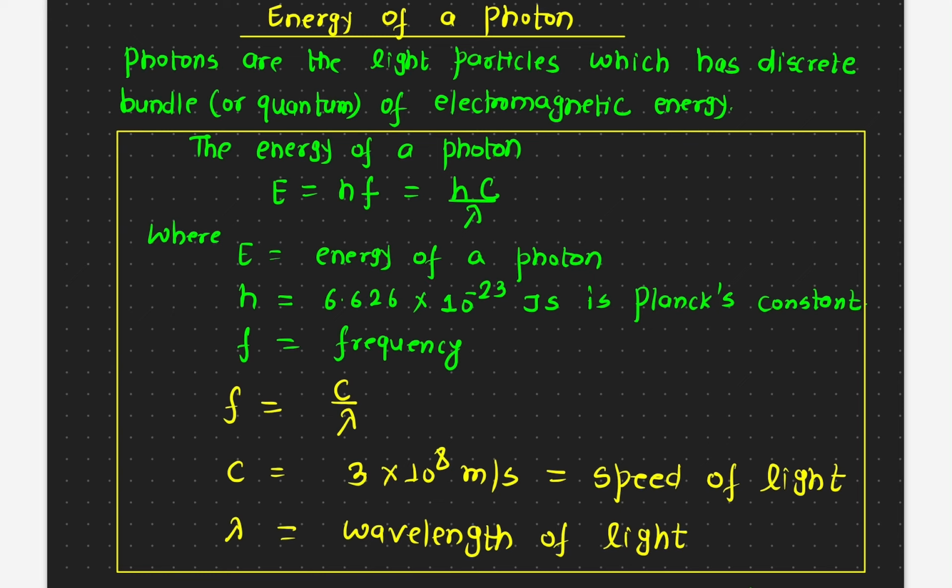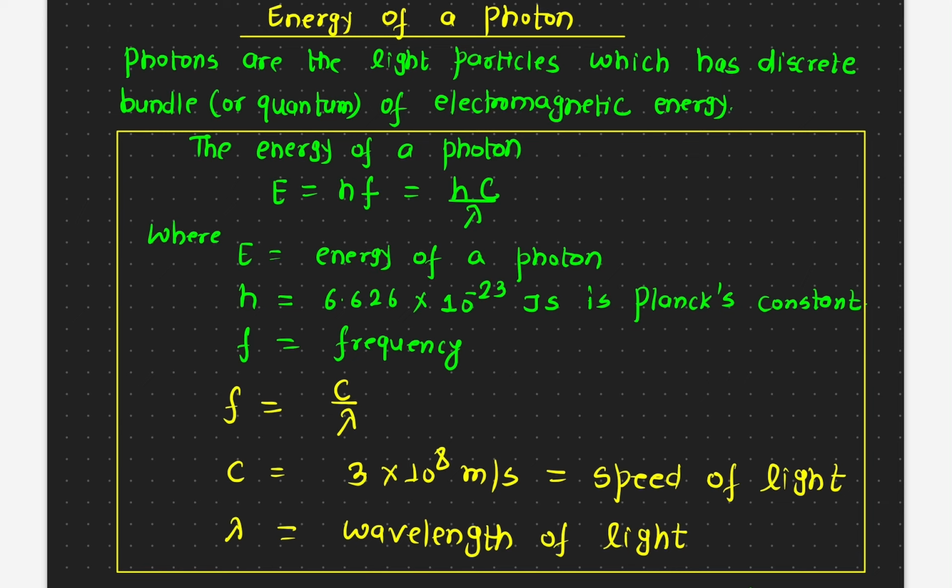All of you know that c, the speed of light, is the ultimate speed, 3 times 10 to the 8 meters per second. Nothing in the universe can have greater speed than this speed. That's the ultimate speed. Okay, so that's how you find the energy of a photon.